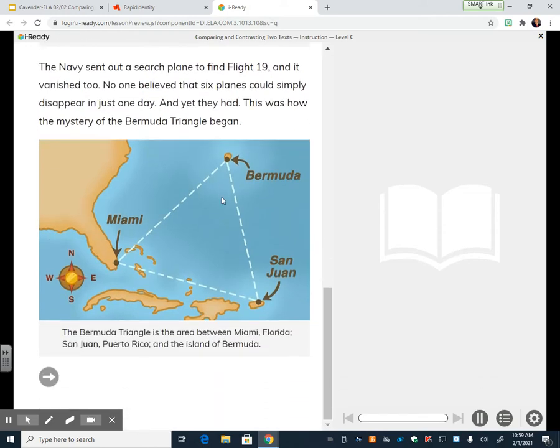So the Bermuda Triangle is the area between Miami, Florida, San Juan, Puerto Rico, and the islands of Bermuda. You can see it makes up a triangle. So this is supposedly where all 6 planes flew and disappeared.